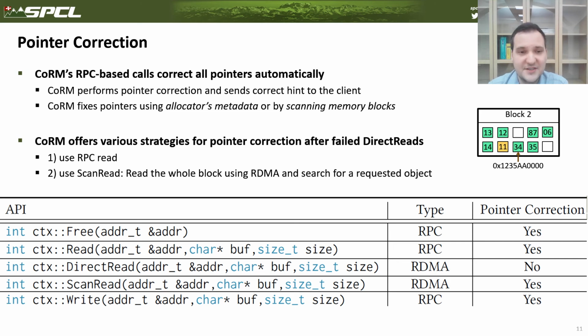And the second strategy is to use scan read. By scan read, we call an operation where the client reads the whole block using one-sided RDMA and then locally searches for the requested object. So as you can see, almost all API calls of CoRM perform pointer correction, whereas only one-sided RDMA read can fail.